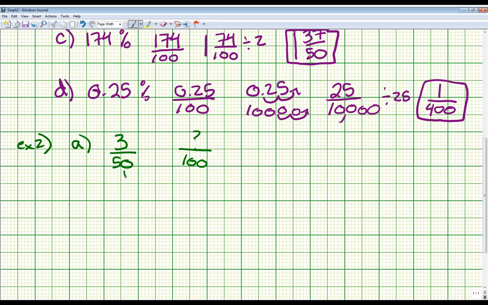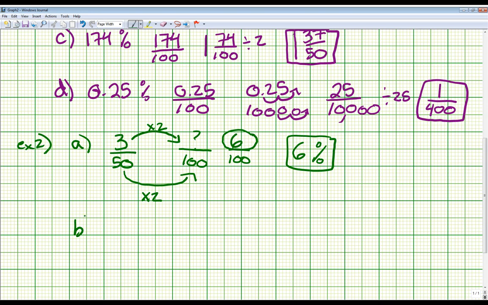So if we think about how we get from 50 to 100 by multiplying or dividing, well, 50 times 2 would give us 100. So we're going to do the same thing to the top. 3 times 2 would give us a 6 on the top. So if we have 6 over 100, my percentage is sitting right here. So I'm going to write my final answer as 6%. Once you get your fraction into something over 100, your percent is just sitting right there for you, 6%.